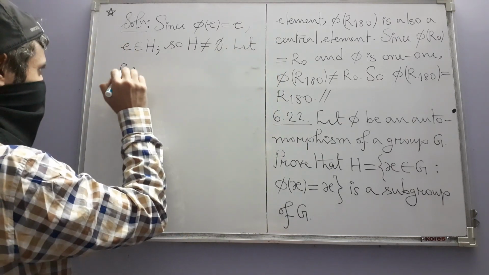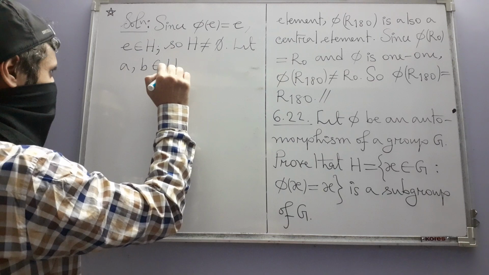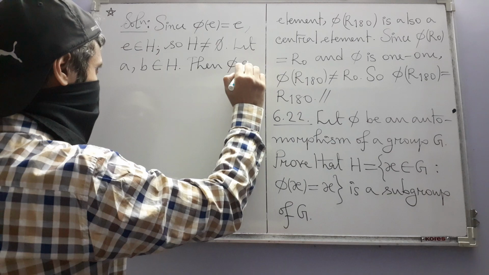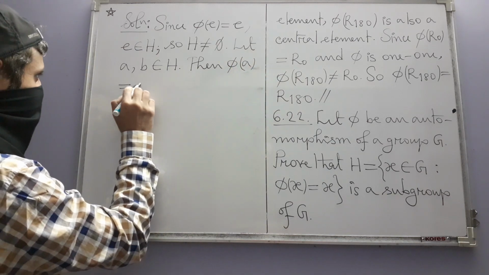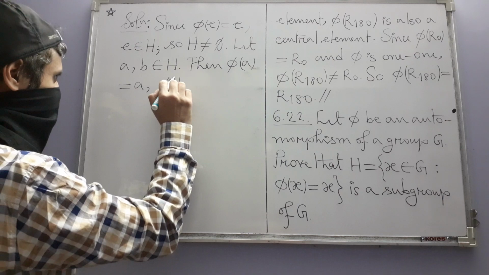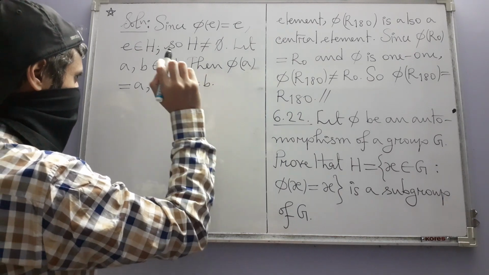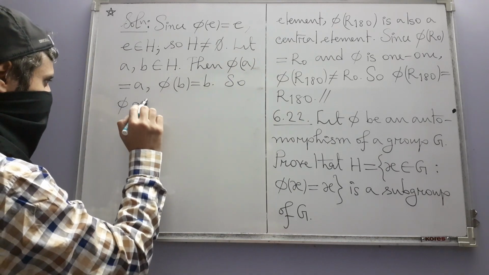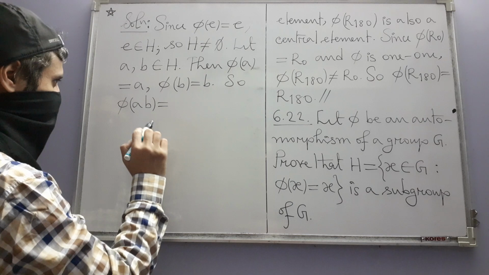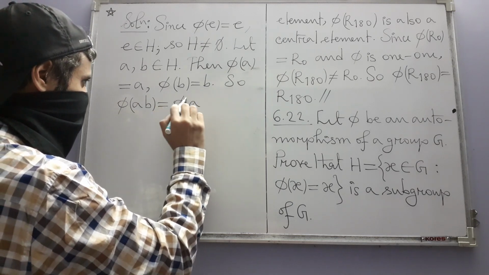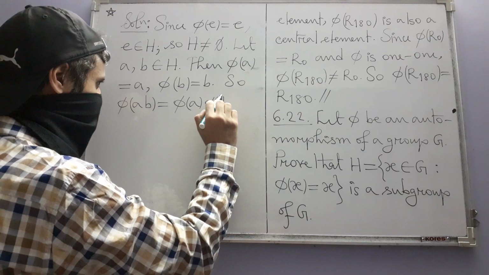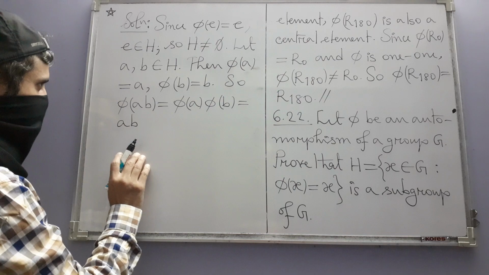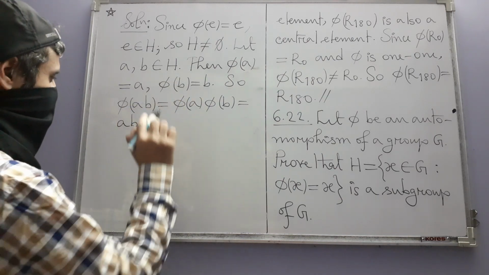Let A and B belong to H. Then the phi image of A is A and the phi image of B is B. So what is the phi image of AB? Since phi is an automorphism, first of all, this is phi A, phi B. But phi of A is A and phi of B is B. So AB is also unchanged under phi.